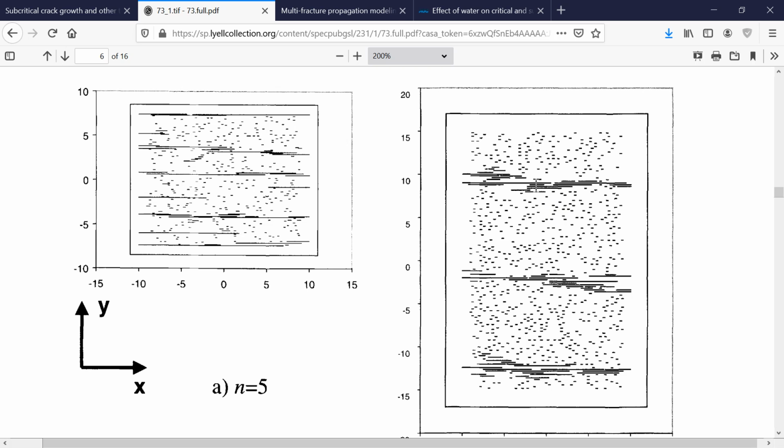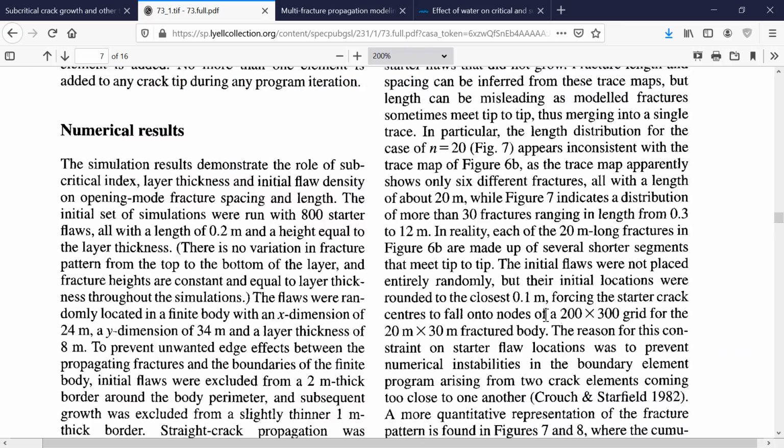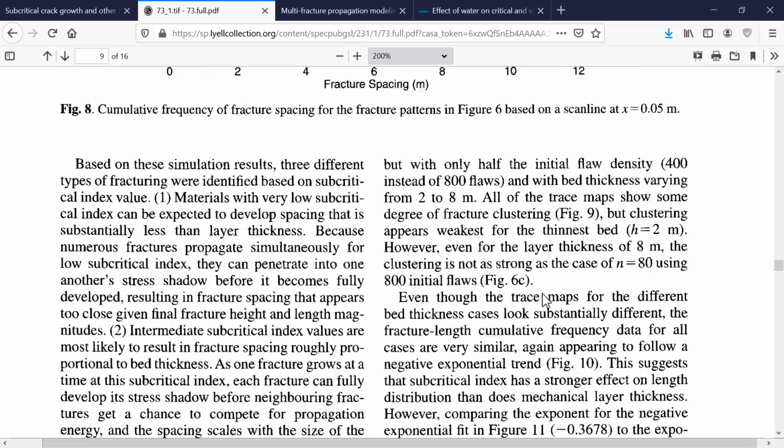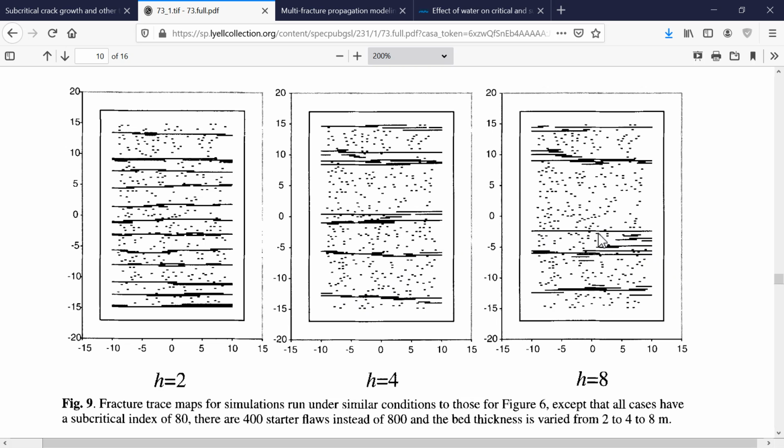So I don't want to draw general conclusions about these figures right now, because this is also a function of the stresses applied and also of the boundary conditions. For example, if you go further in reading this paper, you will see that different fracture patterns also are possible with the same subcritical index and with the same amount of initial flaws, depending on, in this case, the bed thickness. And that means basically the boundary conditions in this particular example.